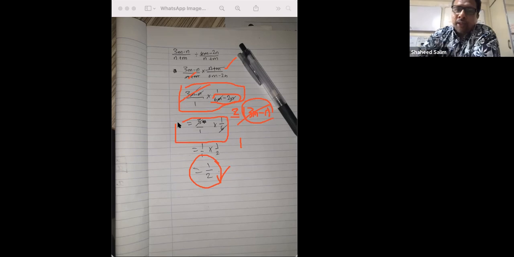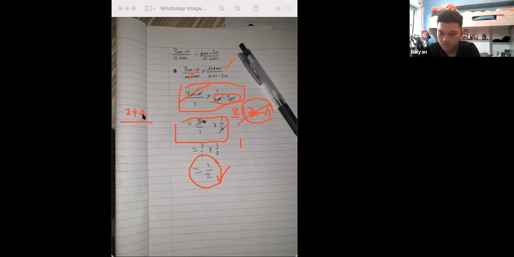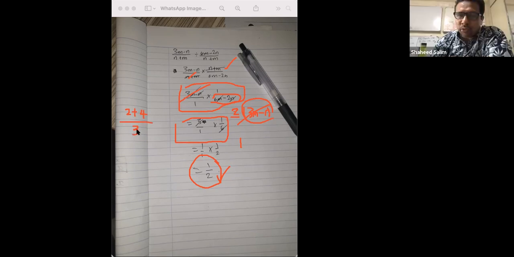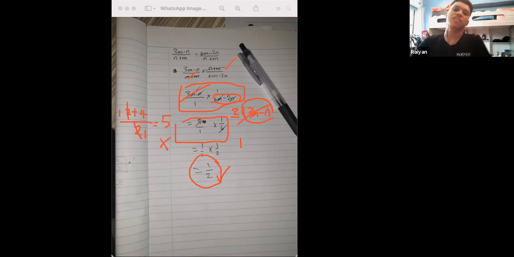Because you are supposed to divide at 3m minus n, you have to cancel it out. You must remember, let's say 2 plus 4 divided by 2. 2 plus 4 is 6, right? 6 divided by 2 is 3, right? Let's say now you go and cancel like that. Then your answer is 5. So this one will be wrong, you see.